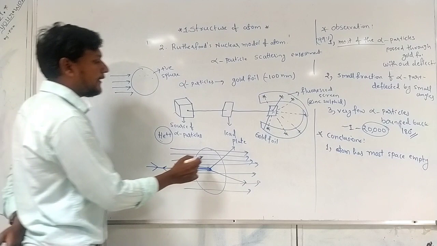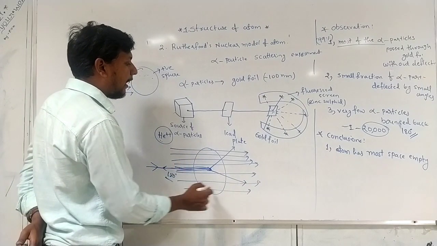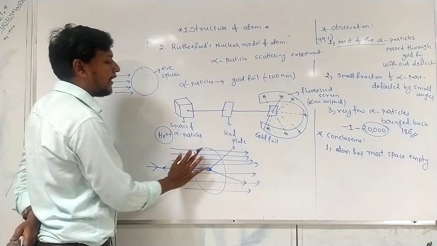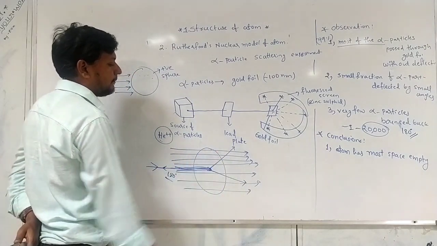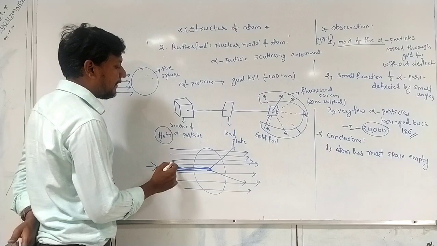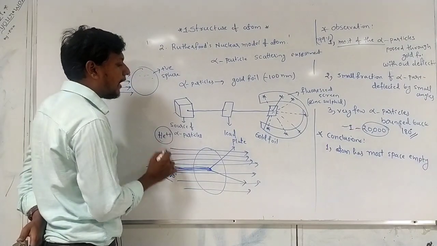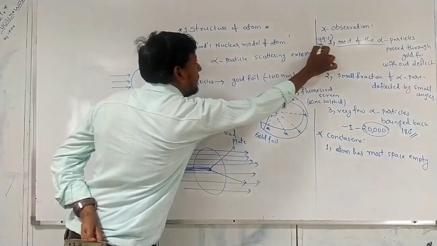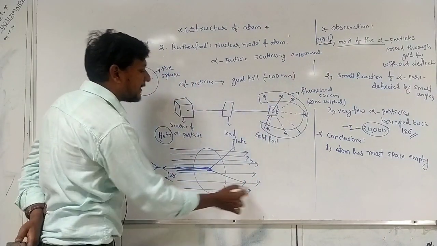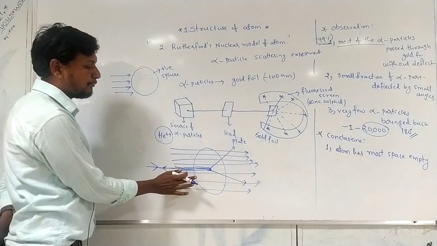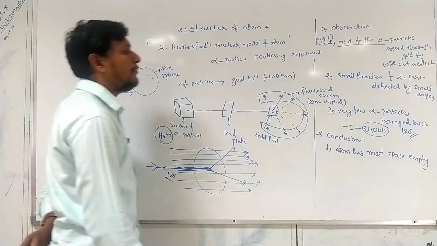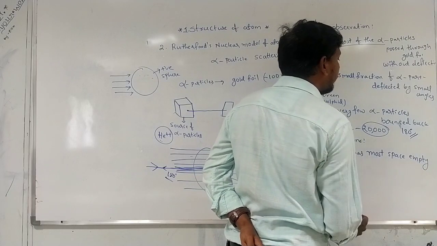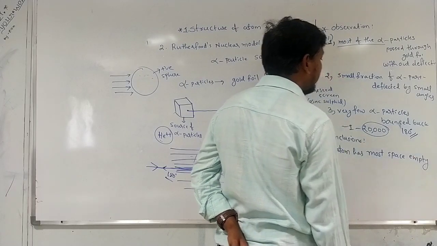That means positive charge is not present on the whole atom. It is not present in the whole atom. That's why the positively charged alpha particles, almost 99% of them, pass through the atom of the gold foil. That's why most of the space of an atom is empty.